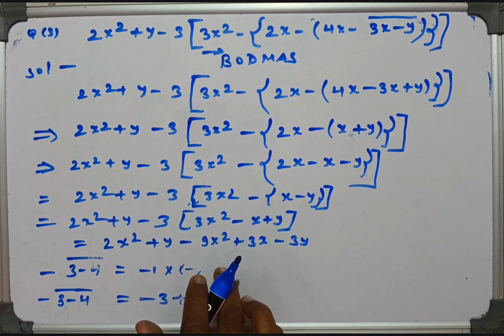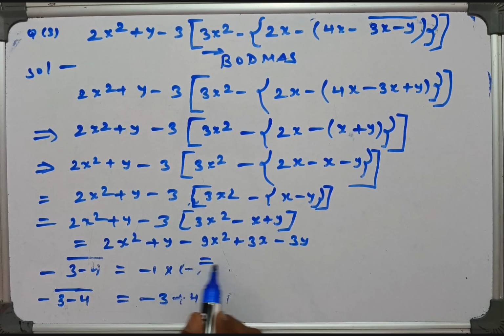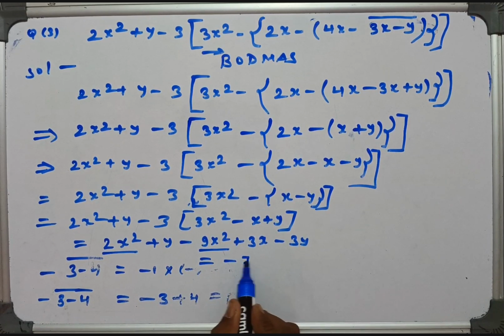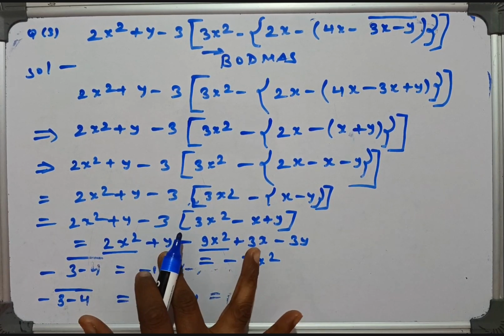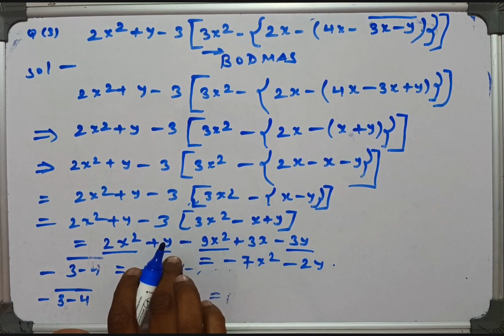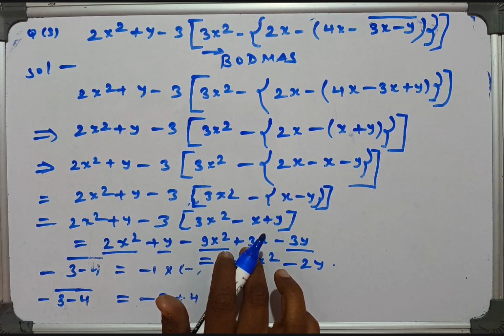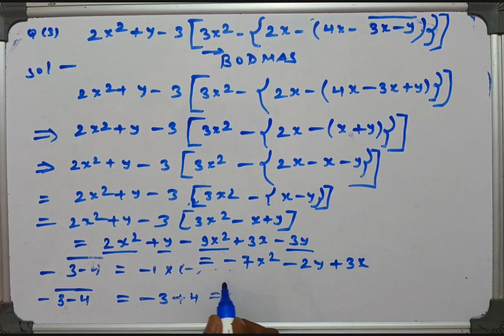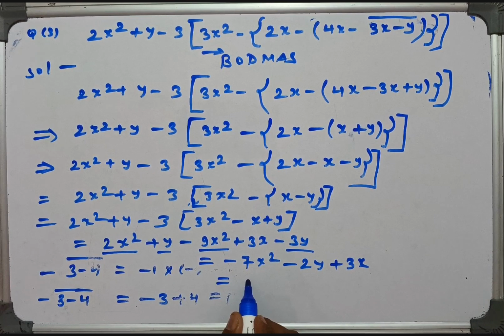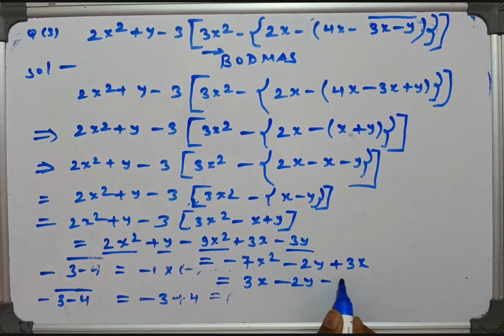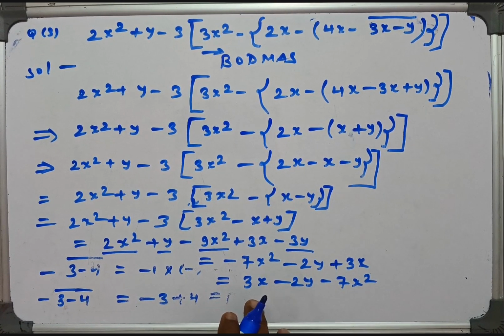So what we will do next here, this one is like terms, okay. So minus 7x square, or this one and this one are like terms, so this becomes minus 2y and then this one is 3x, okay guys. So our solution is this one, however we will rearrange it, 3x will come first, then minus 2y minus 7x square. So this is our solution.